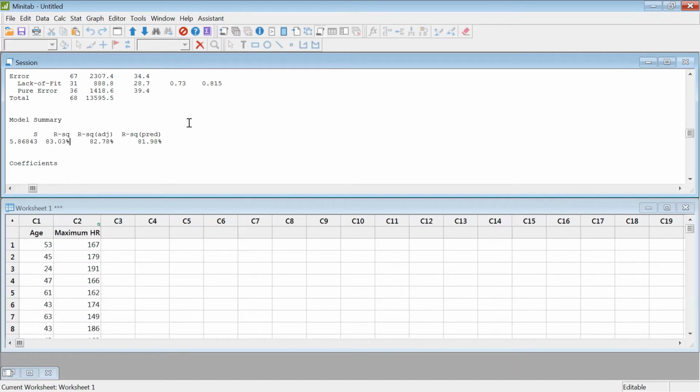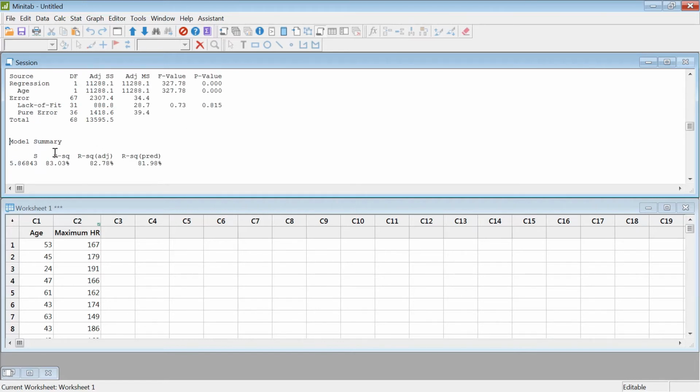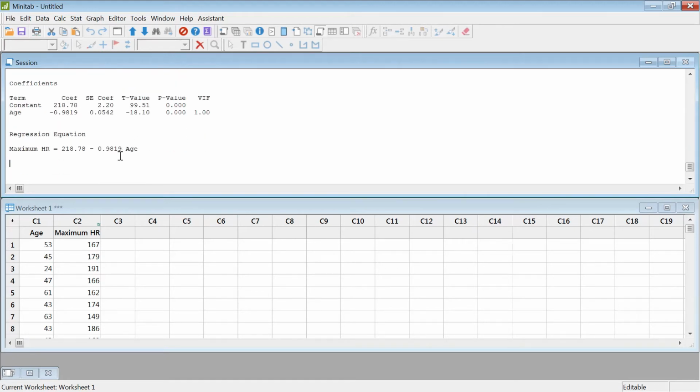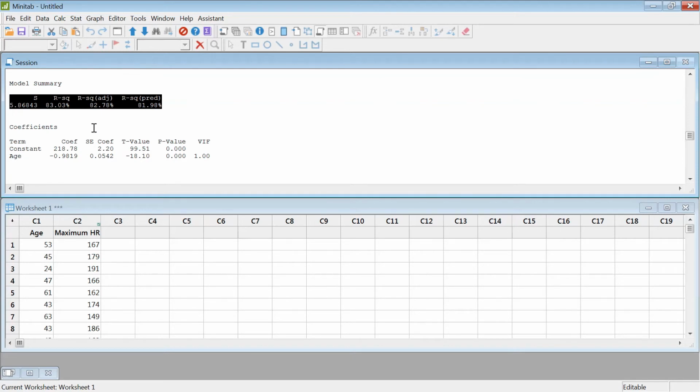Now what is the r-square value? R-square is the variation explained in y by the x. So out of 100% total variation, how much is explained by the age. So age can explain about 83% variation in maximum heart rate, which is quite good for human subject data, because I created that data. Now the coefficient, once we see it's practically significant, I think this is quite good data. It explains the maximum heart rate quite well.